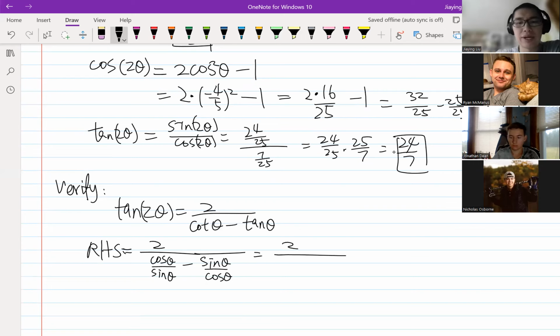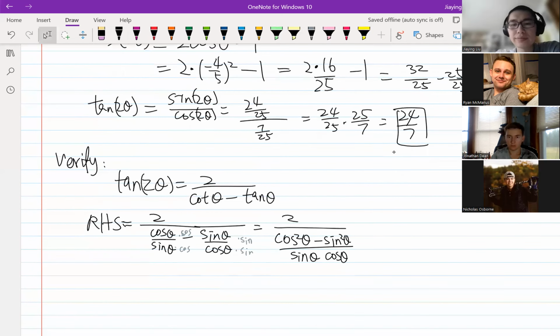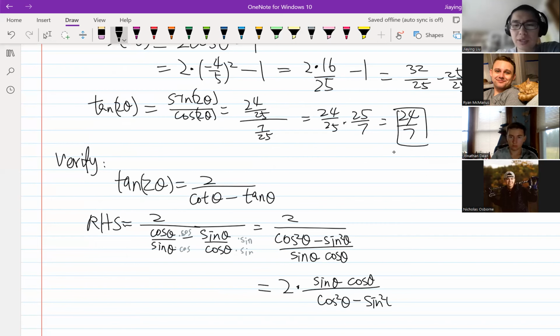So that's 2 divided by the first term. I'm going to multiply with cosine, cosine. The second term I'm going to multiply with sine, sine. So I get 2 divided by cosine squared theta minus sine squared theta, and all divided by sine theta cosine theta after common denominator. And now, instead of dividing by a fraction, I'm going to multiply by the reciprocal. So 2 times sine theta cosine theta divided by cosine squared theta minus sine squared theta.